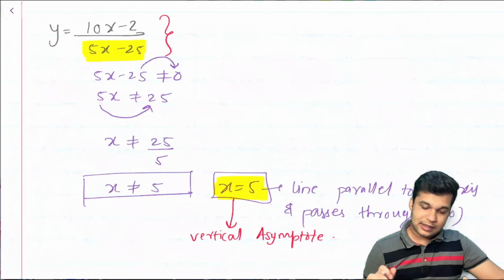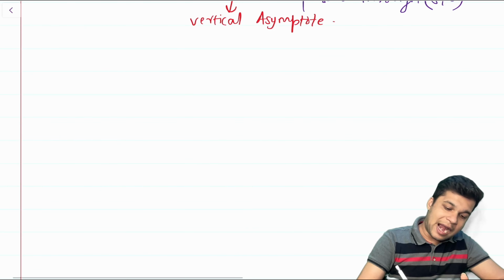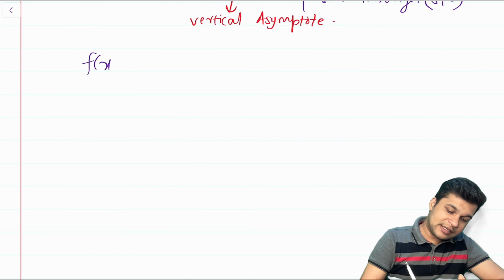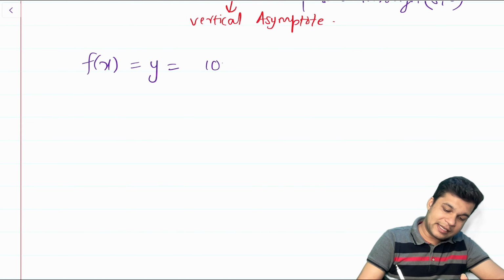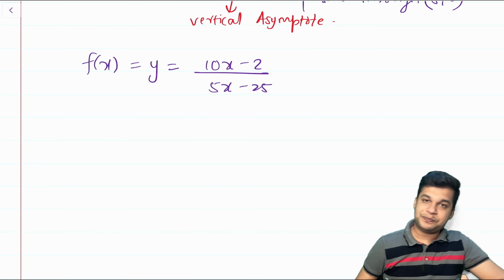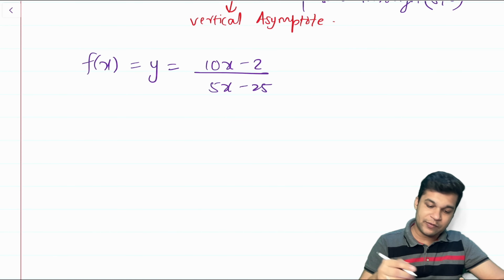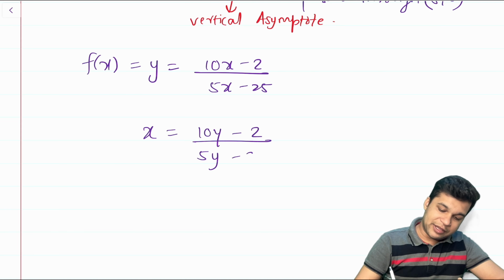Now guys, let's try to find the inverse of the function. So we had the function f of x, y equal to 10x minus 2 divided by 5x minus 25. Now let us find the inverse. How do we find the inverse? Swap the variables. So x equal to 10y minus 2 divided by 5y minus 25.